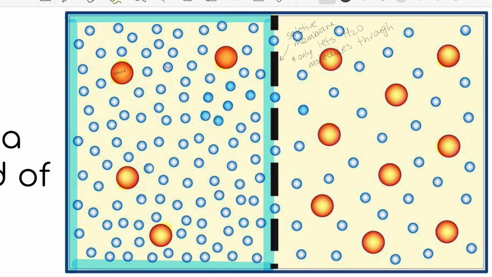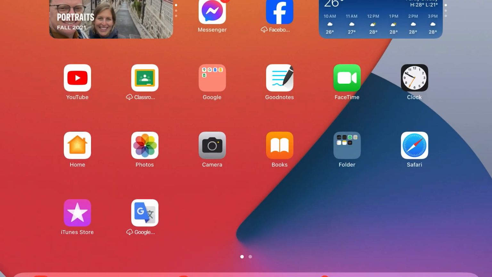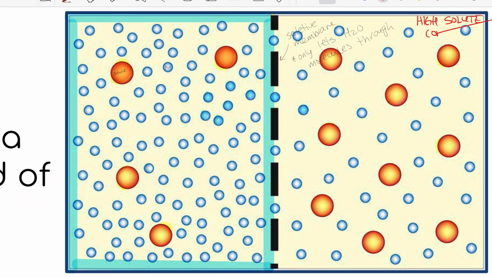So that means that on the right-hand side, this would be the high solute concentration, and on the left-hand side, this is the low solute concentration. So this is the low solute concentration, this is the high solute concentration.